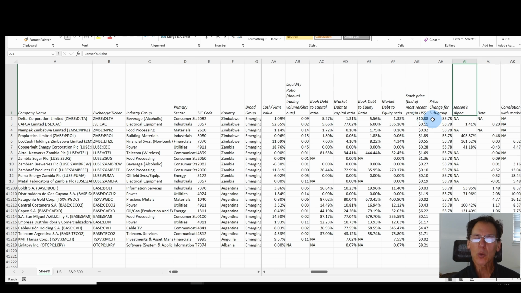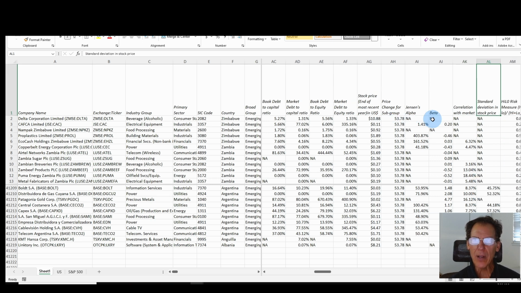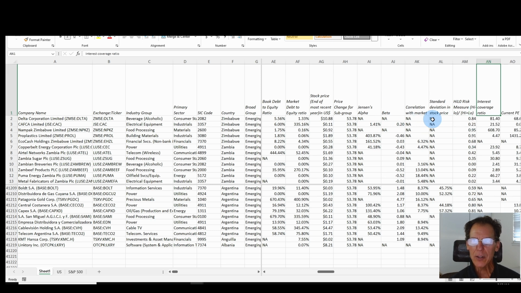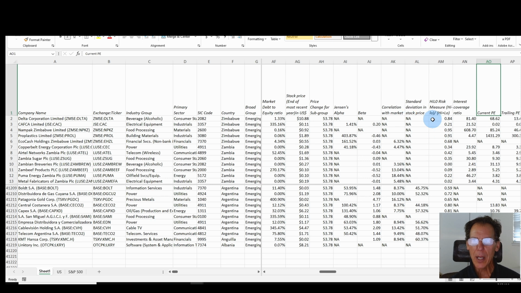Jensen's Alpha. This is a great measuring tool if you understand what Jensen's Alpha is. Beta, you've got to know what beta is. Correlation, standard deviation. If you don't know what this is, then dig a little deeper. Interest coverage ratio. That's huge. That's a debt measure. We have current PE.